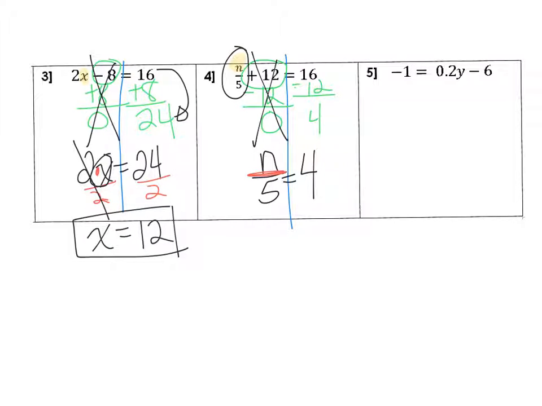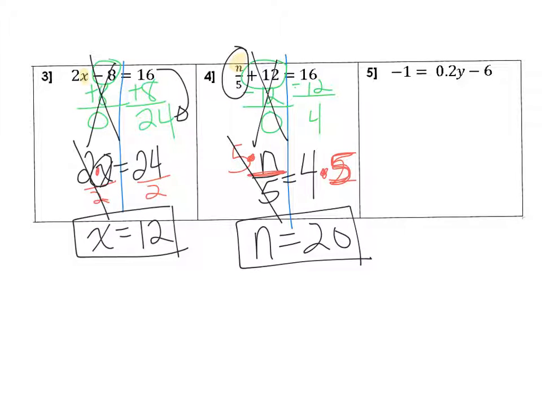So I'm going to multiply both sides by 5. And I'm going to write that times 5 up here next to the n, and then over here on the other side. So times 5 divided by 5 cancel each other out to leave me with just n on that side. And on the other side, 4 times, that should be a 5. 4 times 5 will give me 20. So n is equal to 20.